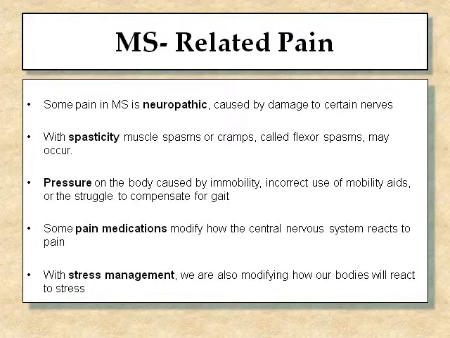Pressure on the body caused by immobility, incorrect use of mobility aids, or the struggle to compensate for a gait can cause pain. Some pain medications can modify how the central nervous system reacts to pain. And with stress management, we are also modifying how our bodies will react to stress.